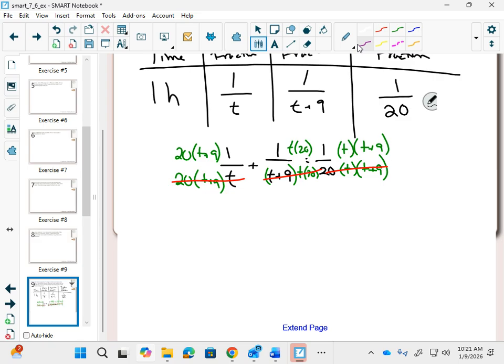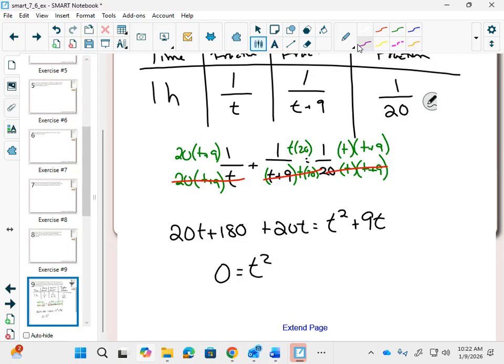So what do we have? We have 20T plus 180 plus 20T equals T squared plus 9T. Kind of equation is it? Quadratic. Set one side equal to 0. I'm going to subtract 40.